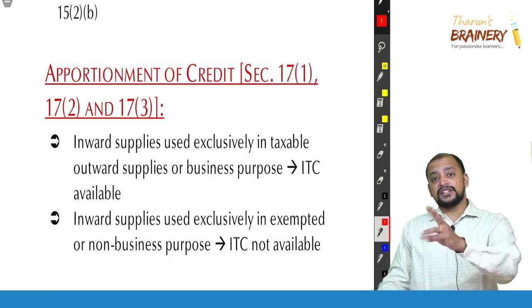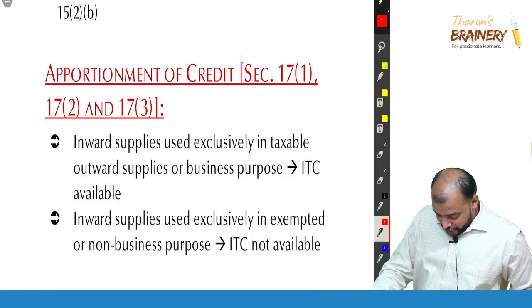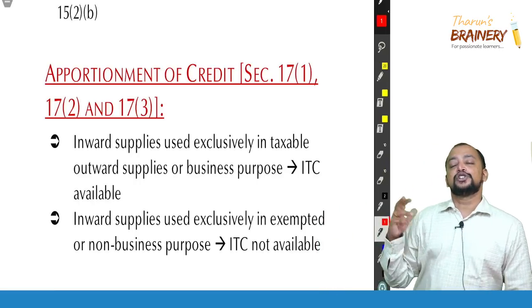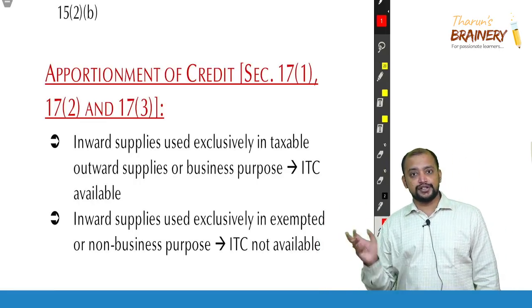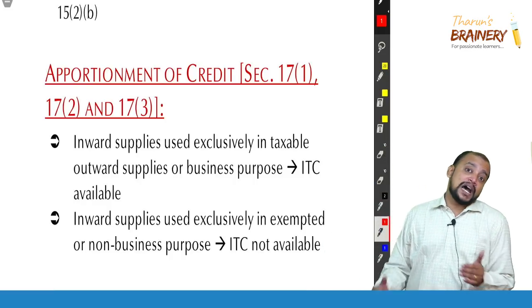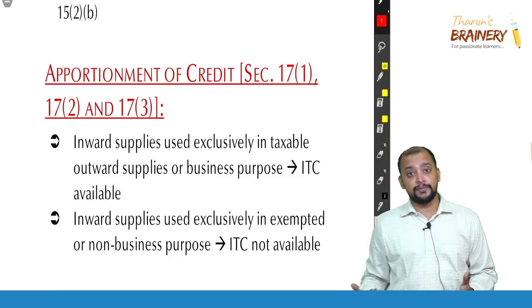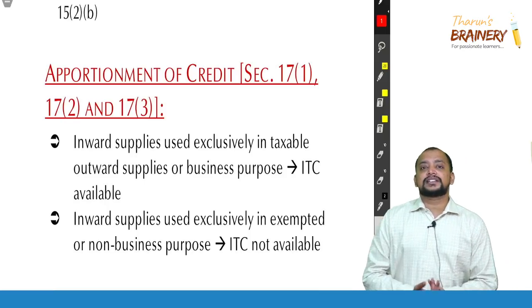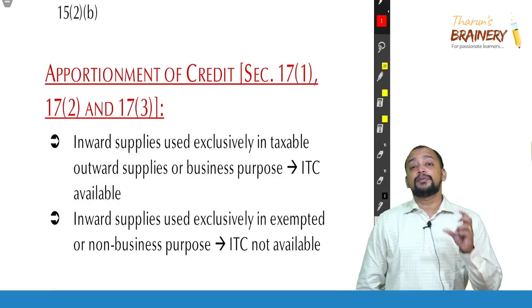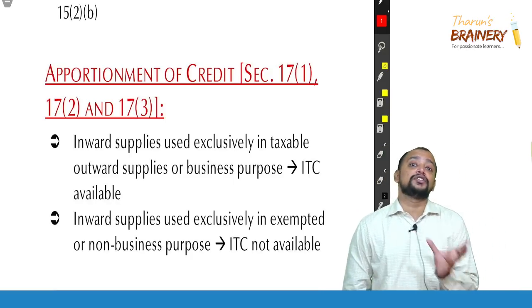So used for business, used for non-business. Used for non-business means not used in the current business but used for some other business is also non-business. Used for personal purpose is also non-business. Then I cannot take credit. If inward supplies are partly used for business and partly for non-business purpose, then can I take the credit? Yes, but proportionate credit I can take, I cannot take the full credit.